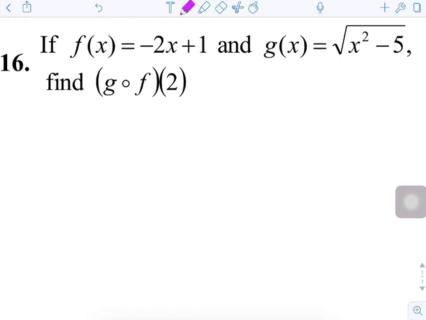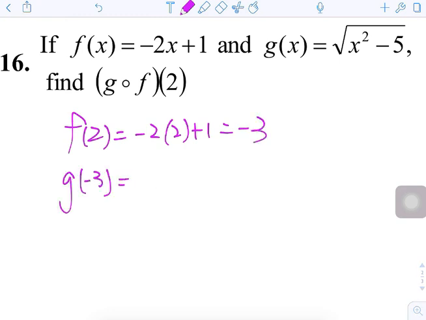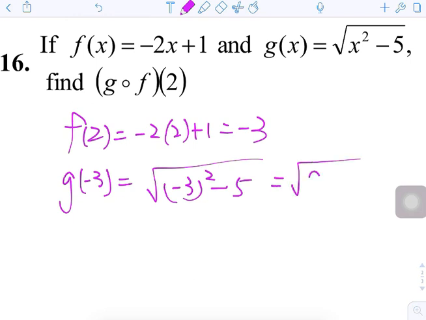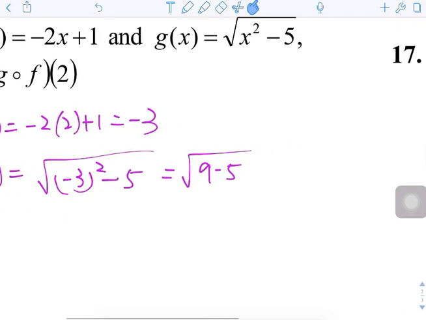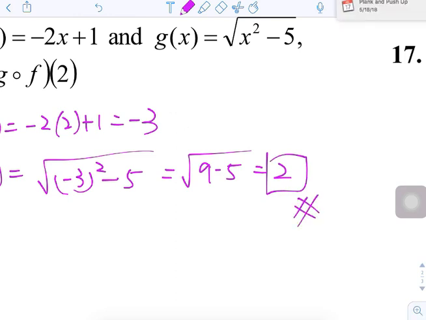Okay, now 16. Inside out again. So f of 2. So I substitute 2 inside the function, which I will get negative 2 times 2 plus 1, which I will just simply, yes, negative 3. Now it's going to be g of negative 3, which means I will substitute negative 3 into the function, which I will have negative 3 squared minus 5, and that just means 9 minus 5. I just realized I said it wrong, sorry. Which will be the square root of 4, which will result in 2 as my answer.